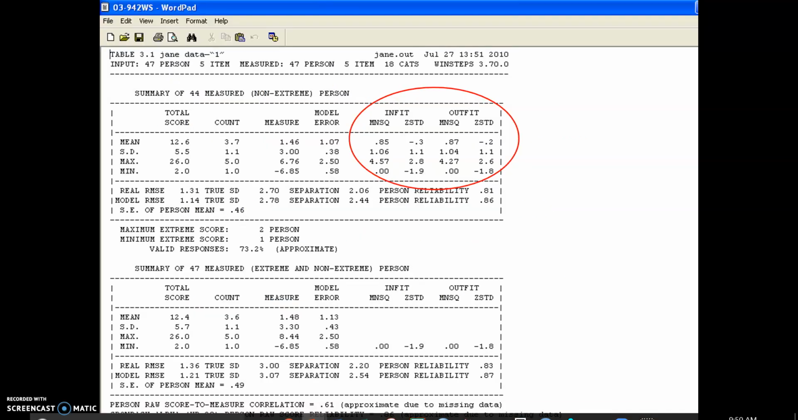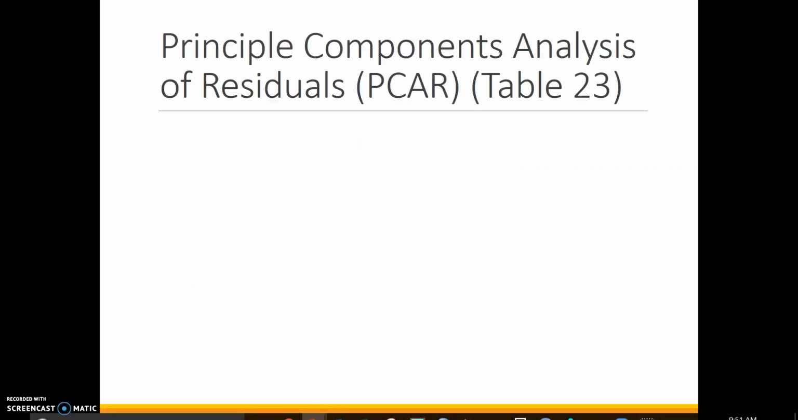This is what Table 3.1 looks like, and that's where we're going to find those. In that very first top line, we can see 0.85 and 0.87 for the mean squares. Not as close to 1 as I would like, but it is still within our range. And then the standardized is negative 0.3 and negative 0.2, which are pretty close to 0.